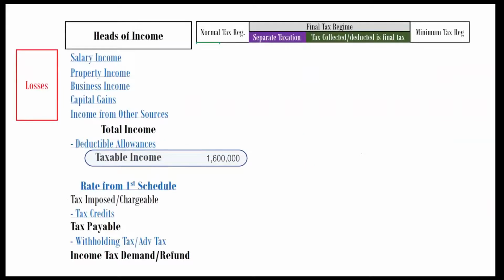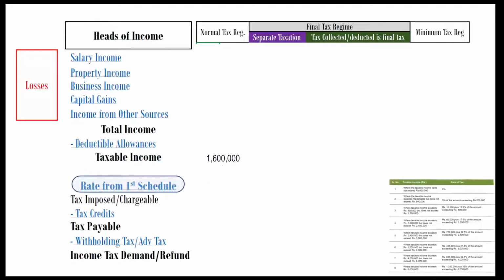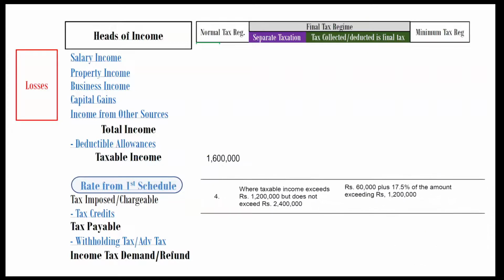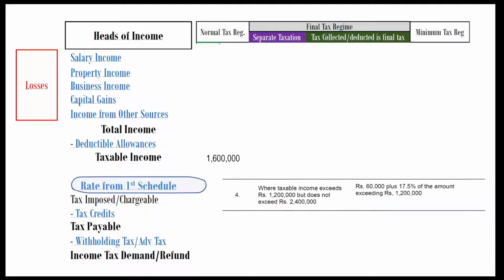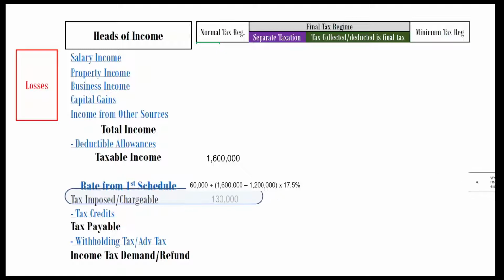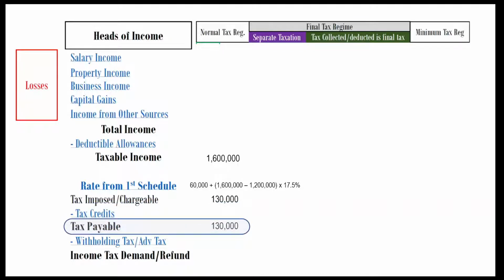For this taxable income, find out the rate of tax. Tax rates of a non-salaried person will be required. These rates are always given in the exam, so no need to memorize them. The fourth slab is applicable here. Use this slab to compute the tax imposed. Tax imposed comes to rupees 130,000. In absence of any tax credits, tax payable is very easy to calculate. Tax payable is rupees 130,000.